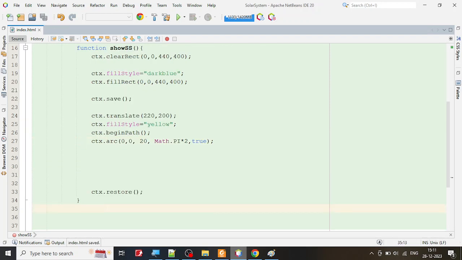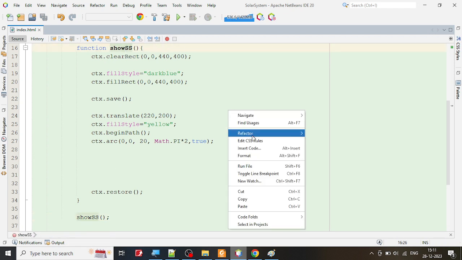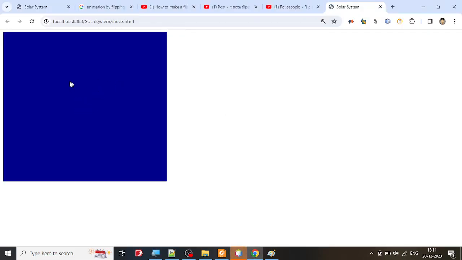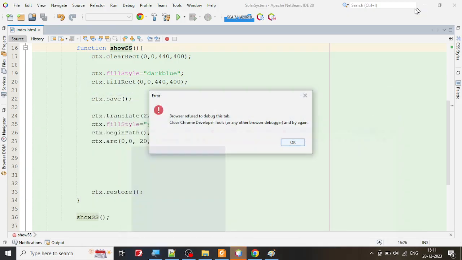Let me just call this function. I'm going to call this function showSS, and I'm going to put the semicolon so that I will call this function. I'm going to activate this function. If I run this one, okay, you will see that it has come.